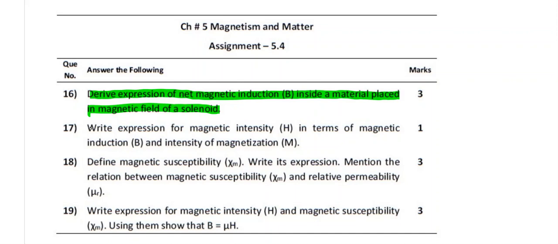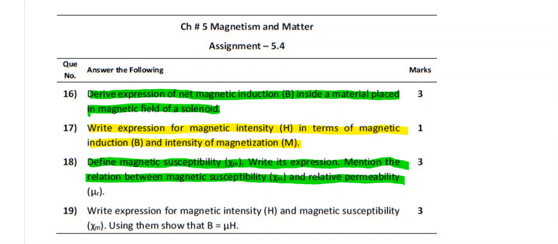Second one, write expression for magnetic intensity H in terms of magnetic induction B and intensity of magnetization M. Third one, define magnetic susceptibility chi m, write its expression, mention the relation between magnetic susceptibility and relative permeability mu r.